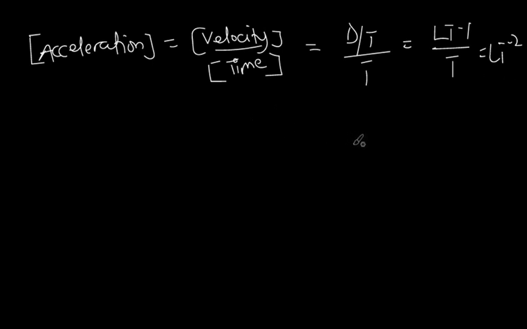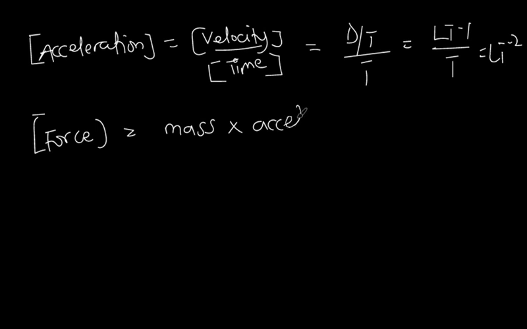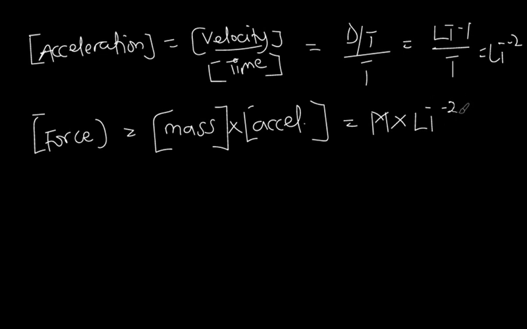Okay, so let's have a look at more examples. Let's have a look at force. Force is given to us by mass times acceleration. So to find the dimensional equation for force, we multiply mass by acceleration. Mass is capital M, times acceleration, which we found over here is LT minus 2. So we multiply it with LT minus 2, and in the end we get MLT minus 2 as the dimensional equation for force.